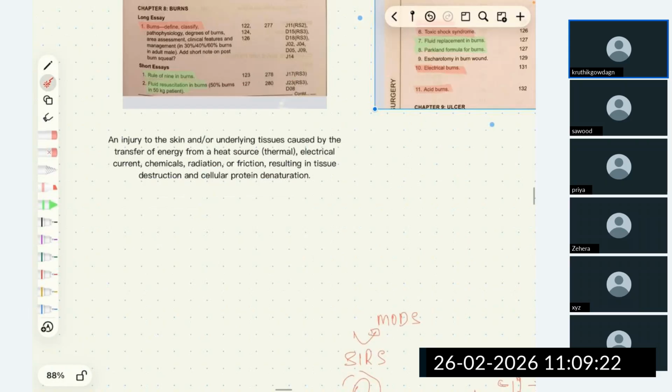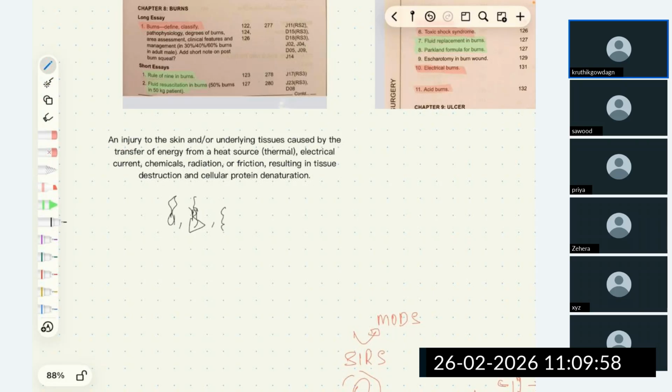Burns are defined as an injury to the skin and/or subcutaneous tissue caused by transfer of energy from a heat source, electrical current, chemicals, radiation, or friction, resulting in tissue destruction and cellular protein denaturation. This definition is very important because when we think of burns, we only think of thermal energy causing burns. It's not the case.